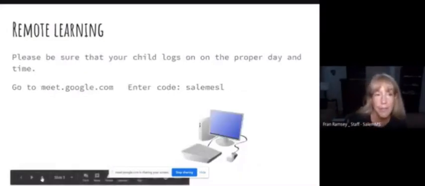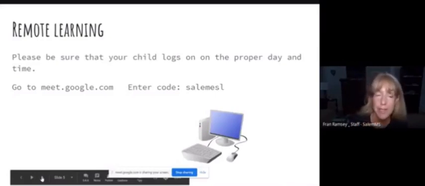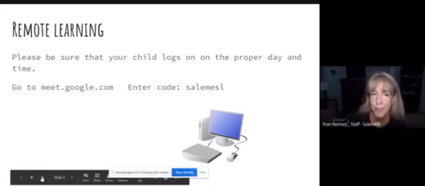Since we're doing remote learning this year, please be sure that your child logs on the proper day and time to my Google meetings. If they are in 8th grade, the Google meeting will take place at 8:15 in the morning. If they are in 7th grade, that would be 9:50 in the morning. And my 6th grade classes are at 12:35 in the afternoon.